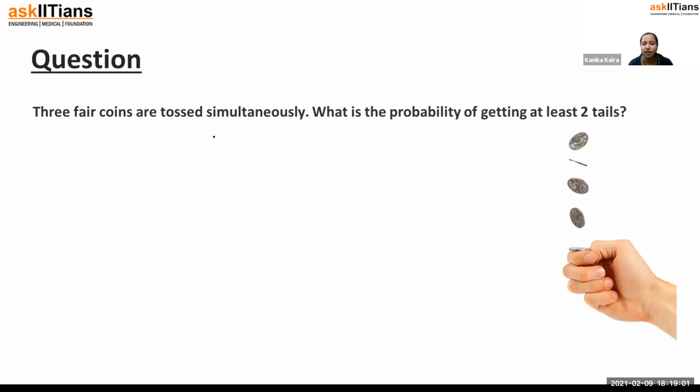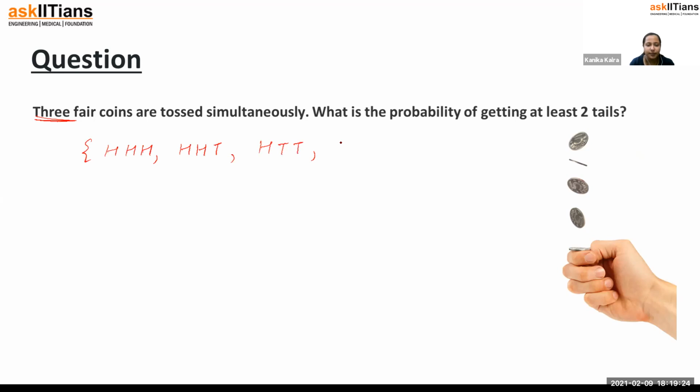3 fair coins are tossed simultaneously. What is the probability of getting at least 2 tails? So 3 coins are tossed. That means the sample space will have 8 possibilities. Let's form the possibilities. So this would be head on all the coins, then head, head, tail. Then you have head, tail, tail.